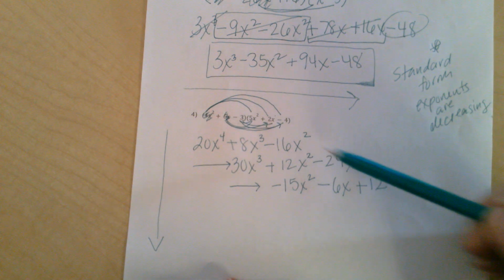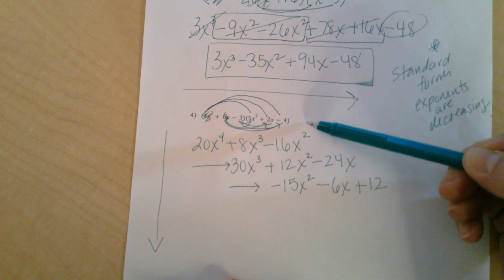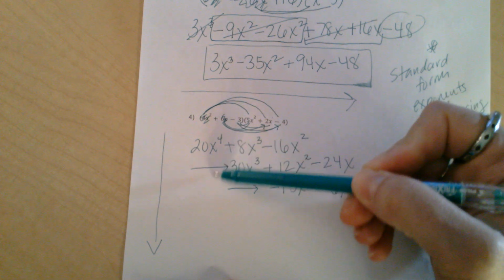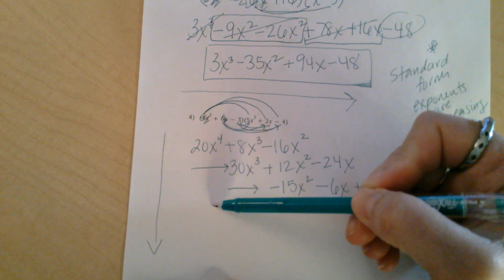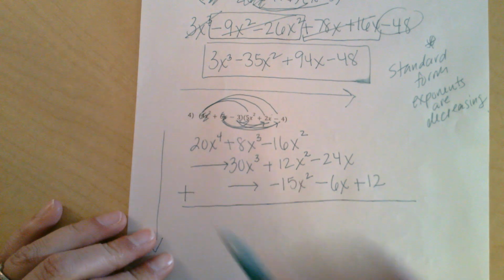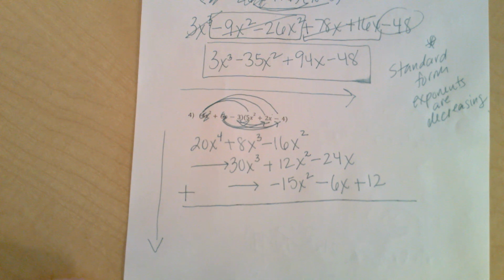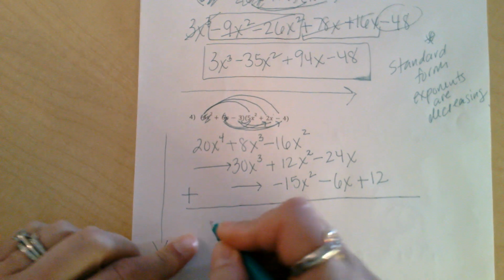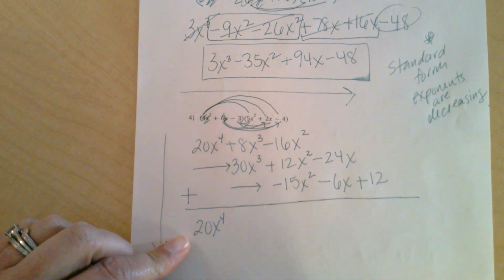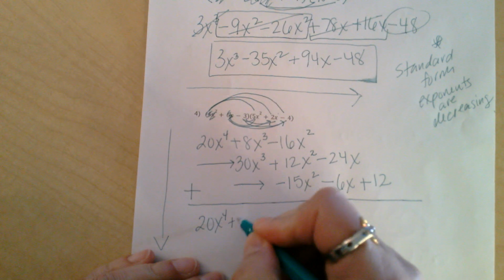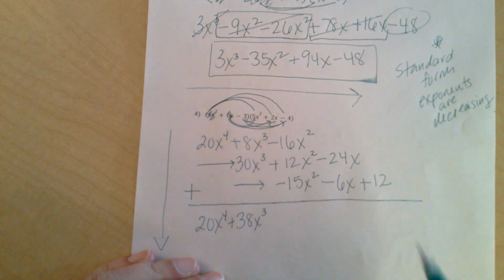And so notice how our x's are lining up, our squares are lining up, our cubes are lining up, and then we don't have any other like terms here, so there was nothing to line up. Then you're going to draw a line, and it's addition. So let's go through and add all of our terms. I am going to go from left to right, just like we do. So we don't have any like terms with 20x to the fourth. Okay. 8x cubed plus 30x cubed gives us 38x cubed.